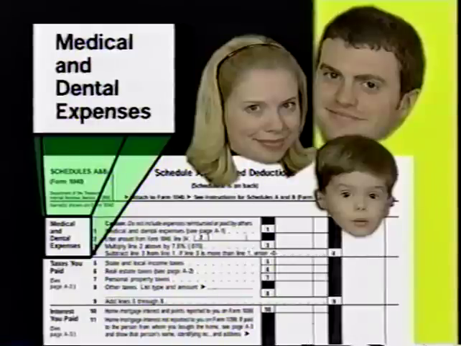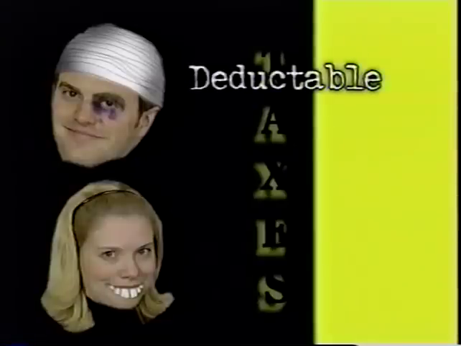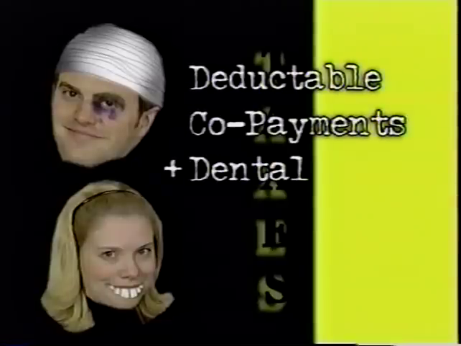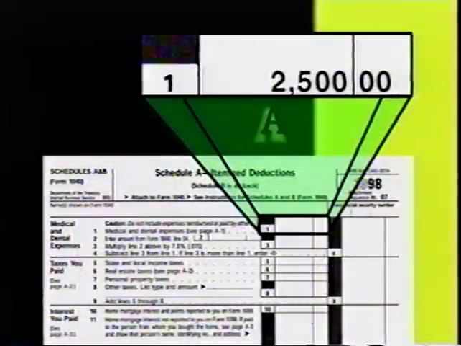The first section of Schedule A covers medical and dental expenses. Because Archie and his family are covered by his employer's medical plan, the Hendersons' medical expense was only some dental work. The Hendersons incurred other medical costs like deductible, co-payments, and dental expenses for a grand total of $2,500. That $2,500 goes right here on line 1.